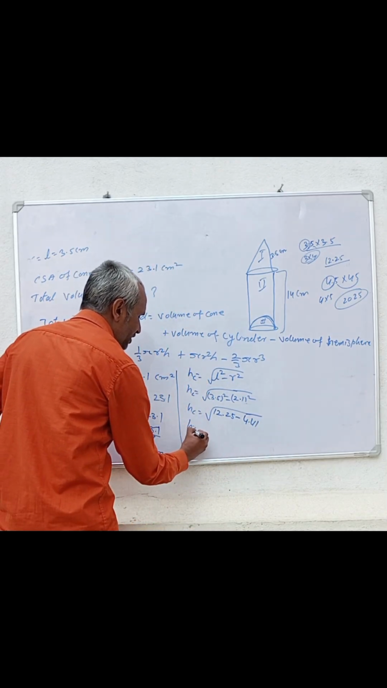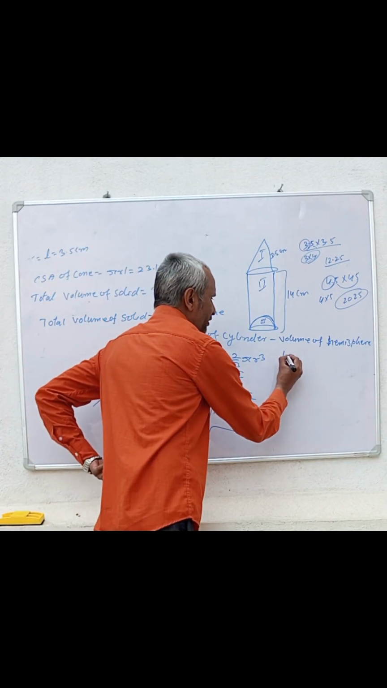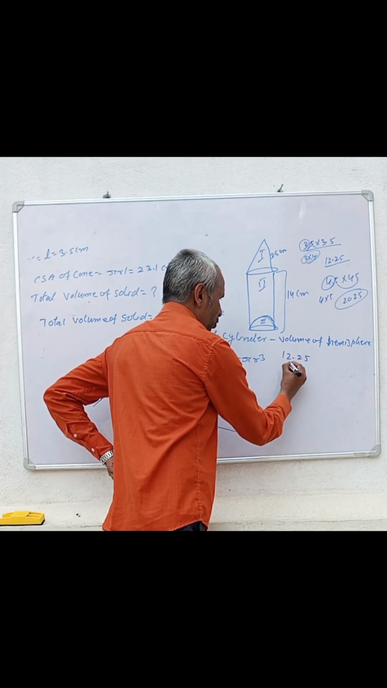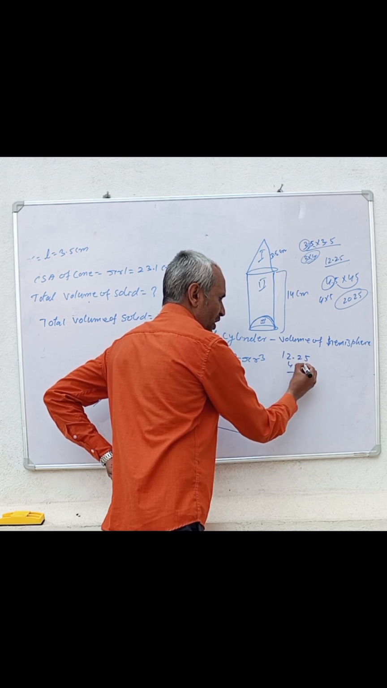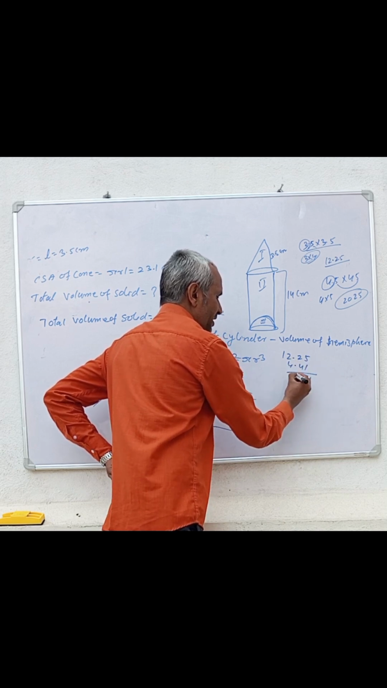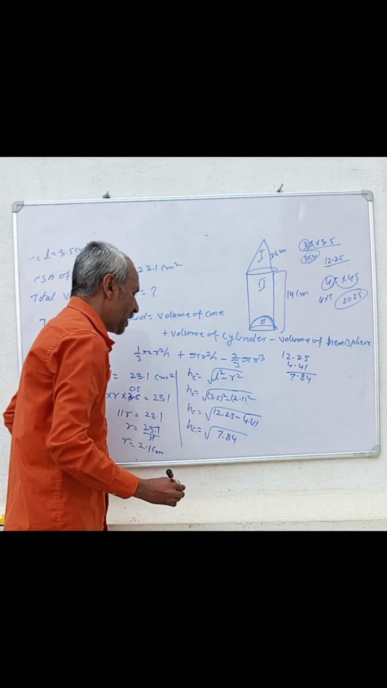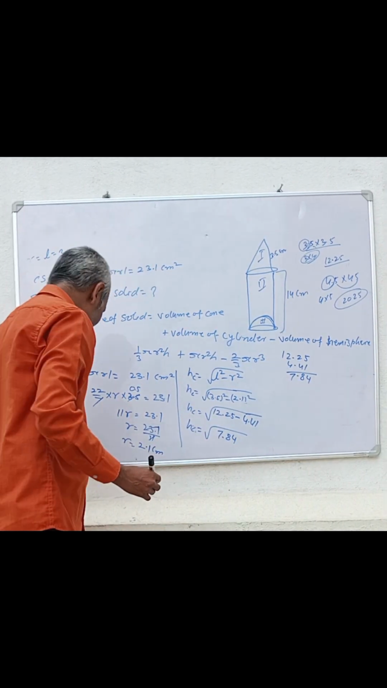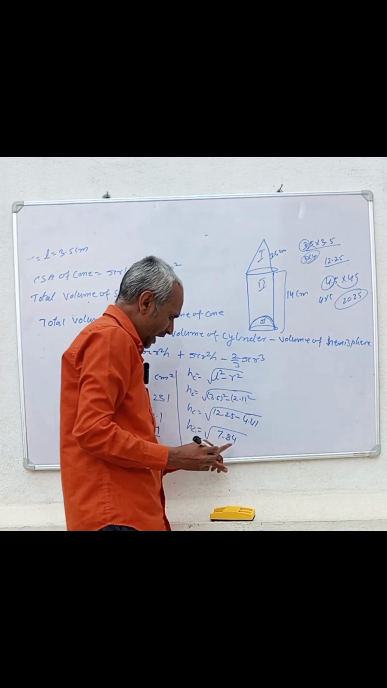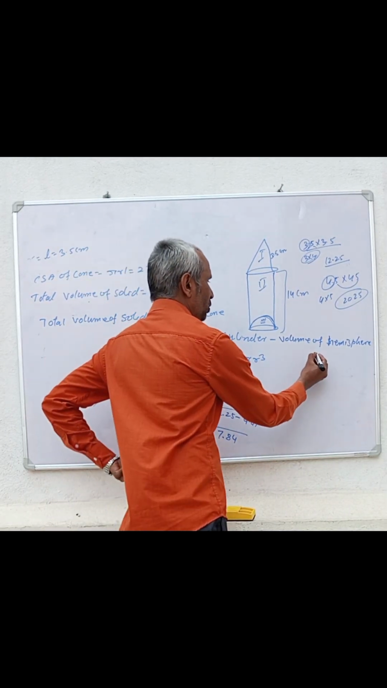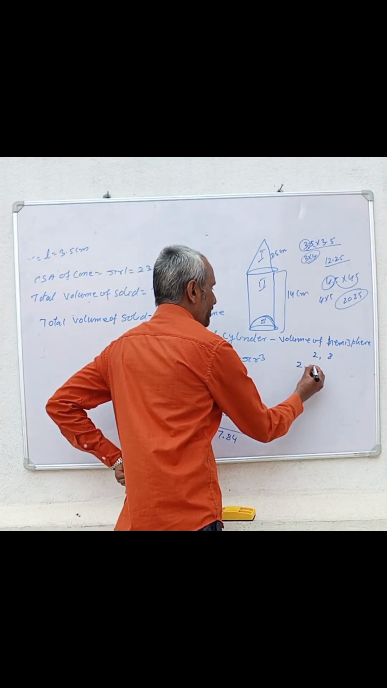So we can write hC, the height of the cone, is equal to the root of 12.25 minus 4.41. Subtracting, 12 minus 4 is 8, and it becomes 7.84. Now we take the root of 7.84. The last digit is 4, so either 2 or 8 will come as the last digit. Let me take 2.8.